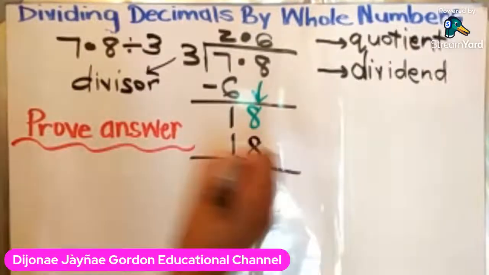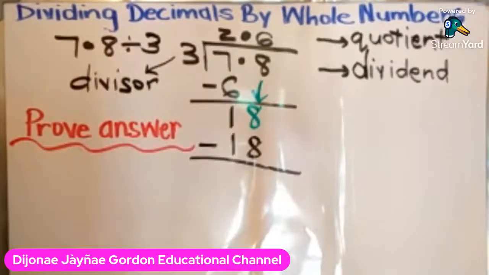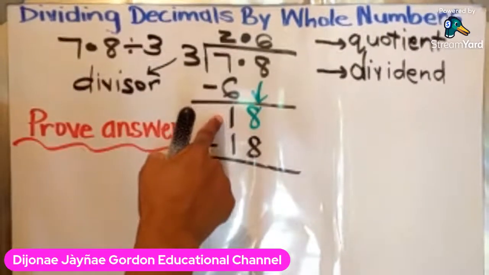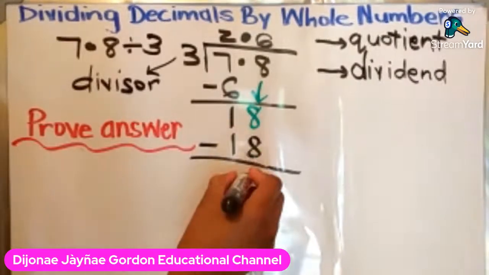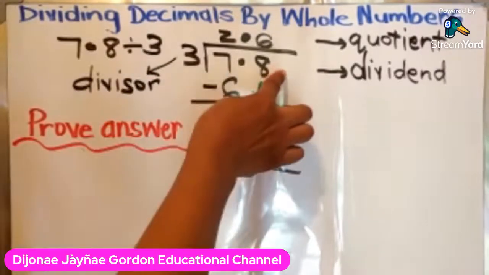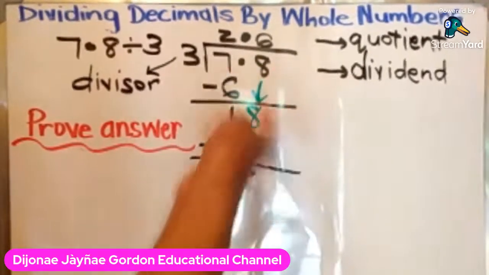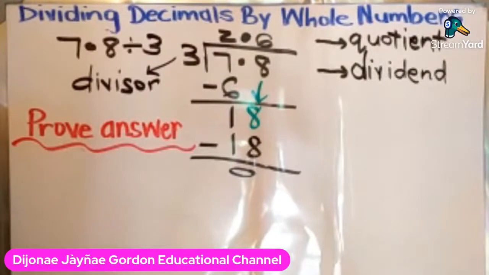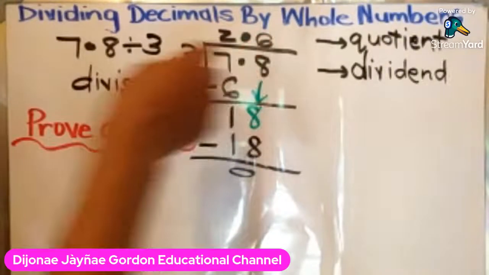Draw your line, and of course, you're going to take away. You have 18 things, and you give away all 18 of them, you get 0 thing left. So right here, this problem is complete because we don't have another digit in our dividend. And of course, our quotient, which is the same thing as our answer, is 2.6.